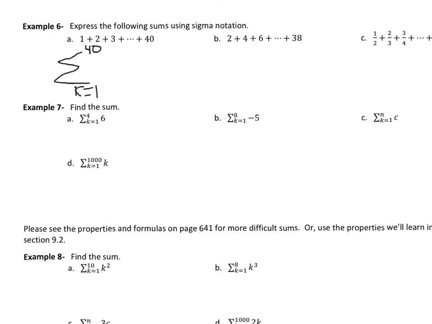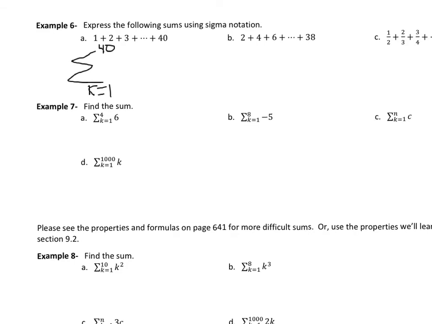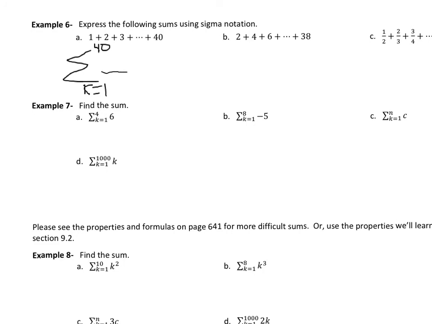Okay, so after we have our summation here, we know k goes from 1 to 40, and we've got to put a variable right in this area here. And in this case, since each number goes up with its corresponding term, it is simply k.